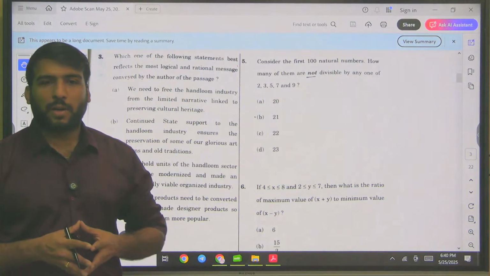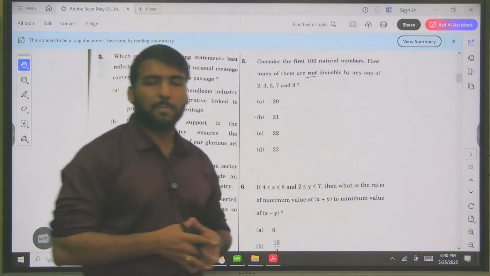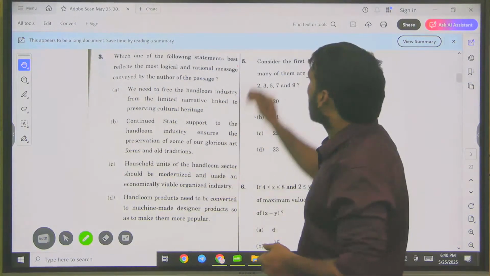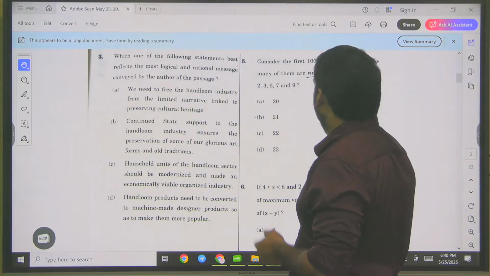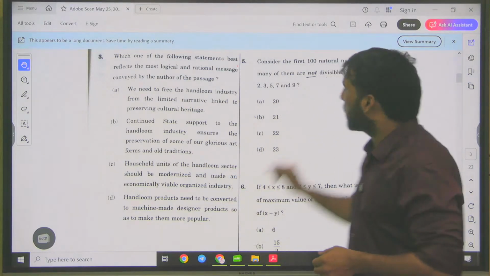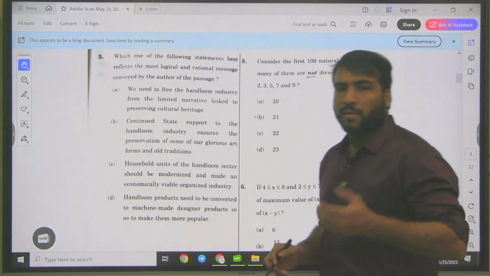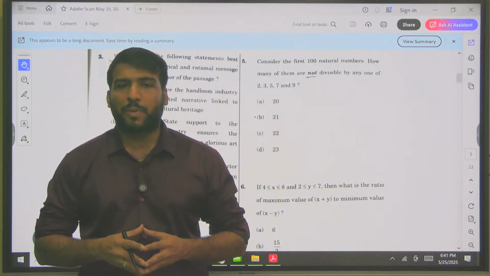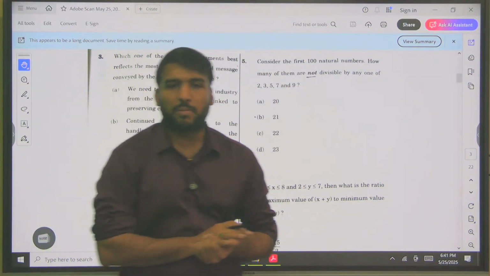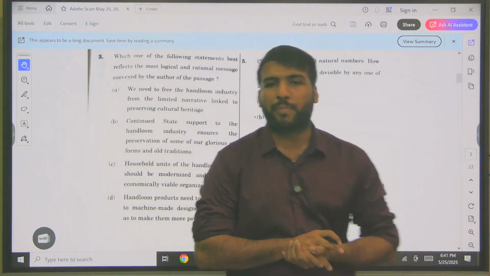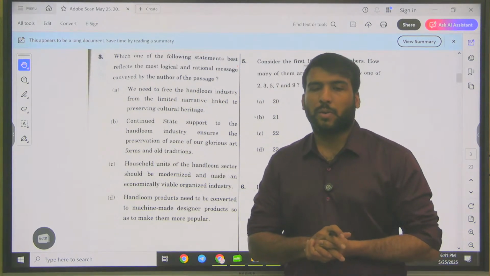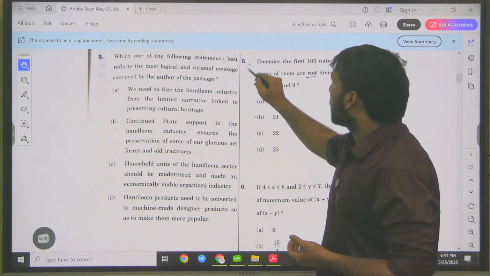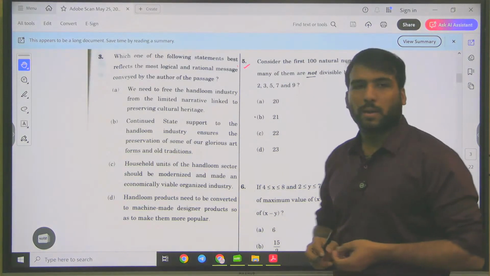So we are going to discuss CSAT explanation. First of all, coming to the questions. Out of the total in the CSAT paper, the paper is moderate, and around 60 questions, 28 to 29 questions are from number systems. So let's start with question number 5.